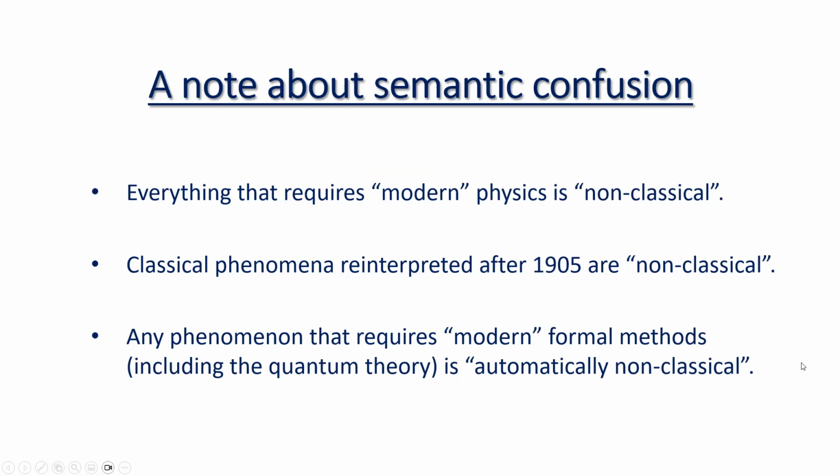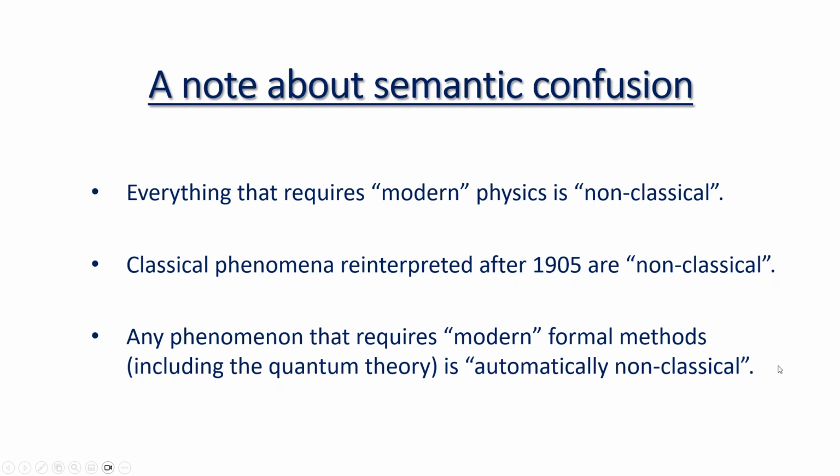Finally, another reason to describe quantum correlations as non-classical is purely semantic. In some definitions, classical physics is a term that applies to all the knowledge that was obtained prior to the year 1905. Therefore, some processes are described as non-classical simply because they were not considered before modern physics. Any classical phenomenon that needs to be reconsidered is automatically described as non-classical. Any application of modern tools, including the formalism of quantum theory, is automatically described as non-classical.